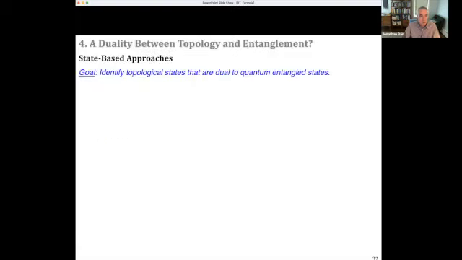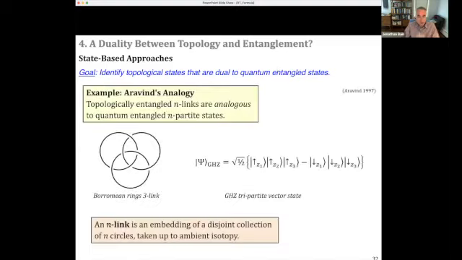So let's first consider what we might call state-based approaches to a duality relation between topology and quantum entanglement. The intuition here is that the goal of a state-based approach is to identify topological states that can be thought of as dual to quantum entangled states. As an initial example of such an approach, I'd like to consider what some authors refer to as Aravind's analogy. This is an example given in an article by Aravind from 97.